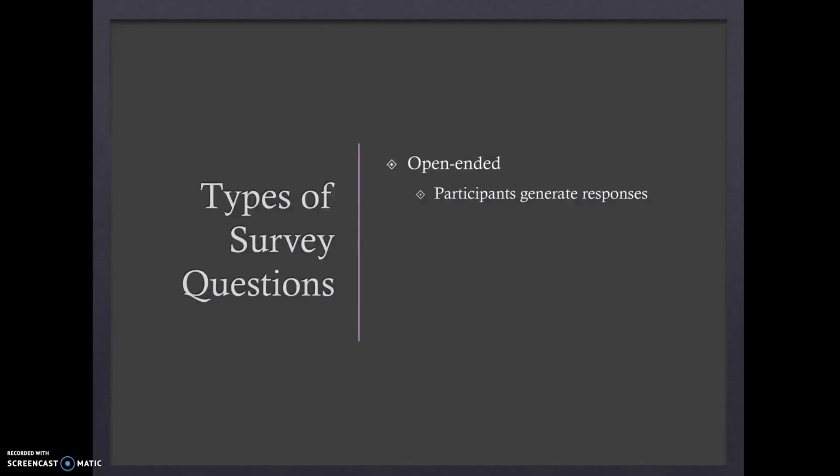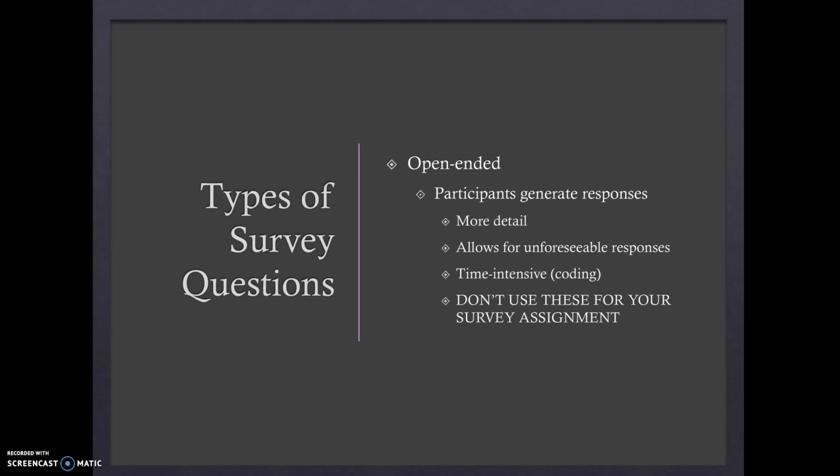There are different types of survey questions. The first type will be open-ended. So the participants will be able to write down their response as long as they want. You can get more details that way, and you don't have to predict what type of response they would give you before you ask the question, which is what you have to do with close-ended questions. But it's also very time-consuming to analyze the data. So when we're doing an assignment for this class, please do not use open-ended questions on your survey.